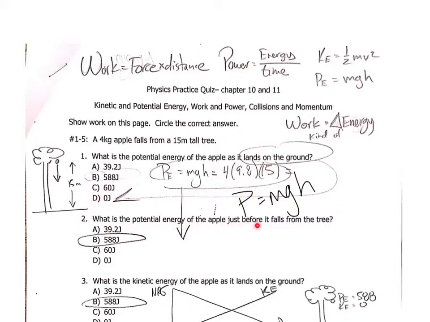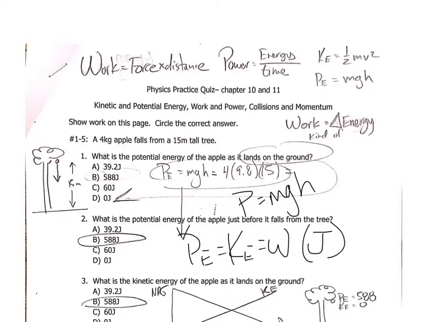Number 2, what's the potential energy of the apple just before it falls from the tree? That would be when it's up here and it has a height of 15. So we'd say mass times g times height, and that gives us this many joules. Again, kinetic energy, potential energy, work: potential energy, kinetic energy, and work are all measured in joules.